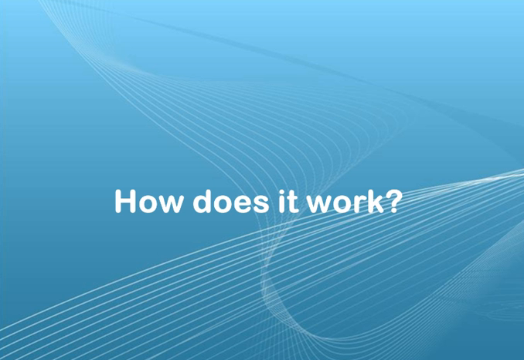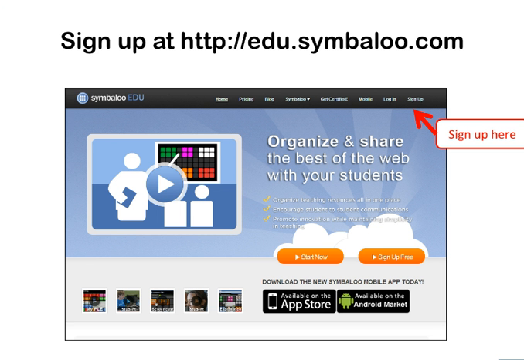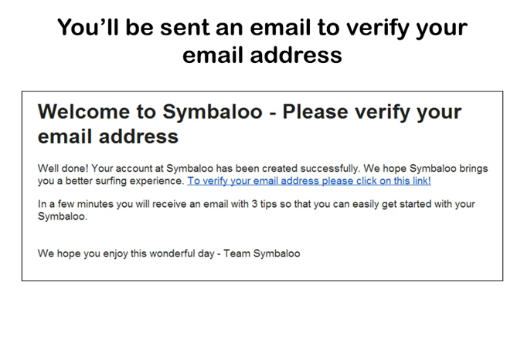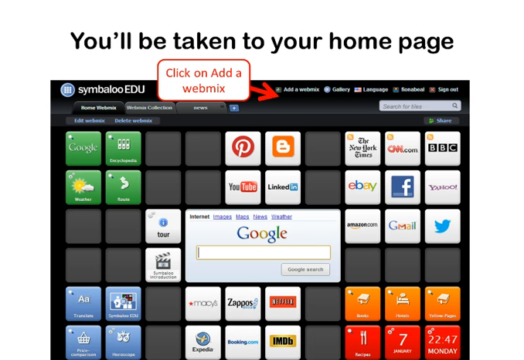Assuming that you're going to join a class as well, this would be the best way to go. So you'd sign up at http://edu.symbaloo.com, and you would be asked to fill in your details, and you'll be sent an email to verify your email address, and then you'll be taken to your home page. And now this is that page that I told you about, where Symbaloo's just put the various popular web links into a web mix.